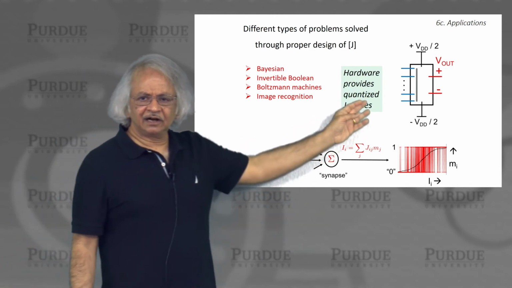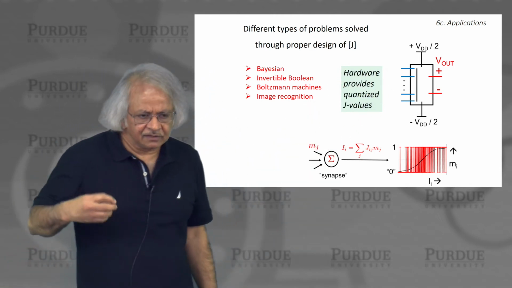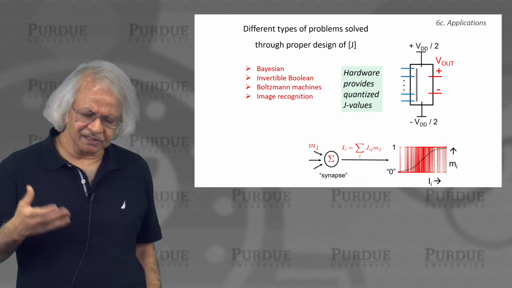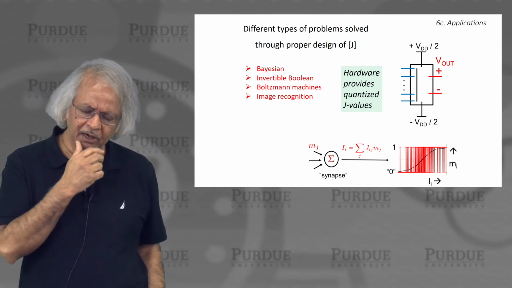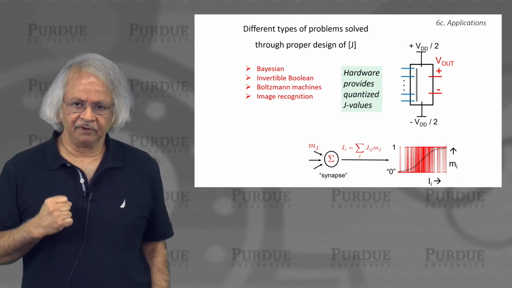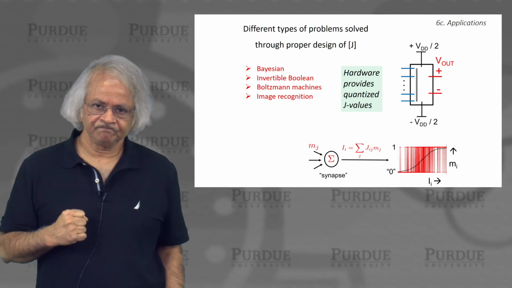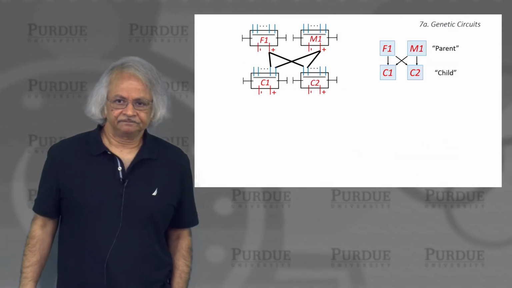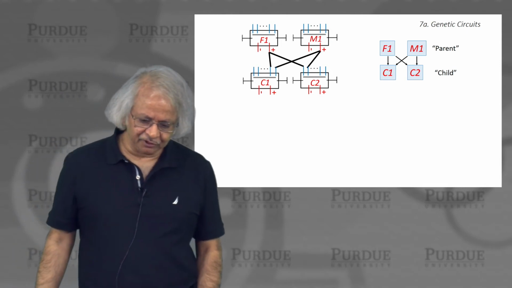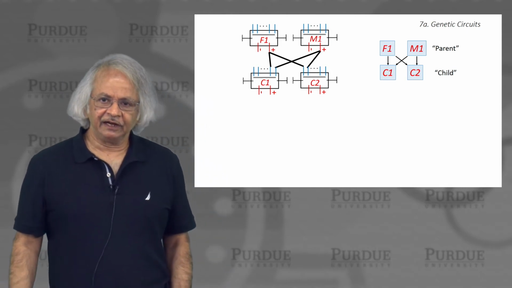And so, this hardware naturally provides quantized values of this weight matrix. And so, the applications I will try to talk about would be examples where you could do it with a limited number of quantized J values. Okay. Next. Let me start with something often referred to as Bayesian networks.